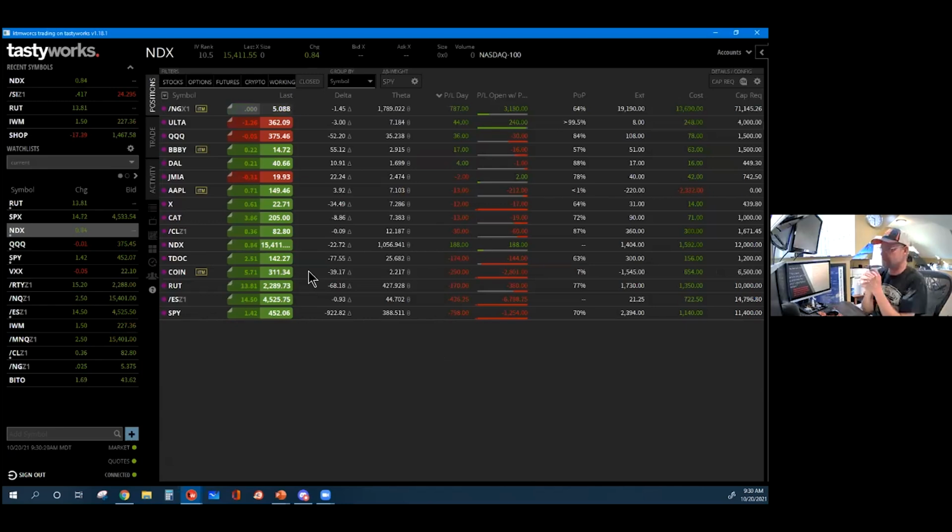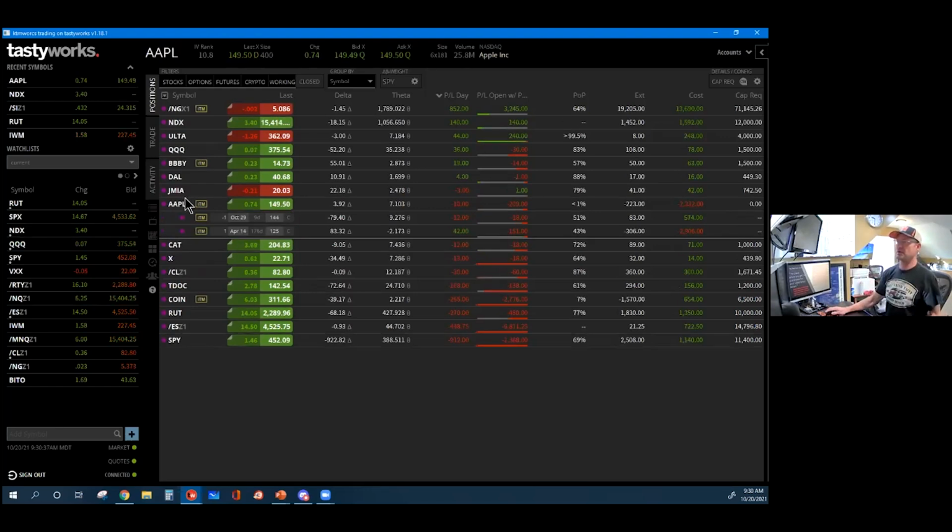I did look here at potentially adding another one of those call spreads on top of our Apple trade to juice the returns just a little bit. And a couple of things on Apple right now as we look at it.